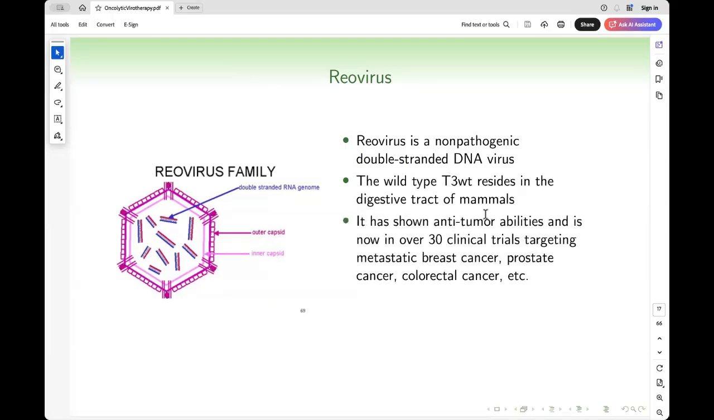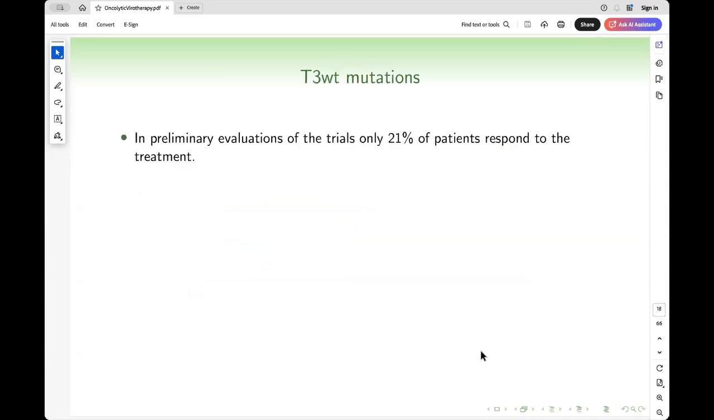But it shows anti-tumor abilities and is now considered in over 30 clinical trials for metastatic breast cancer, prostate, colorectal cancer, and others. And there are even 2 phase 3 clinical trials on reovirus for breast cancer at the moment. So people put lots of hope into this. Now, preliminary studies show that only 21% of patients respond to the treatment, which means 79% do not respond. And this is not good enough, right? This is quite disappointing.